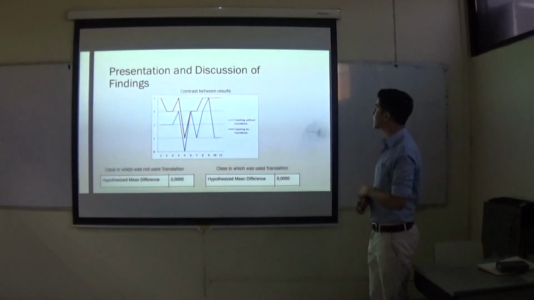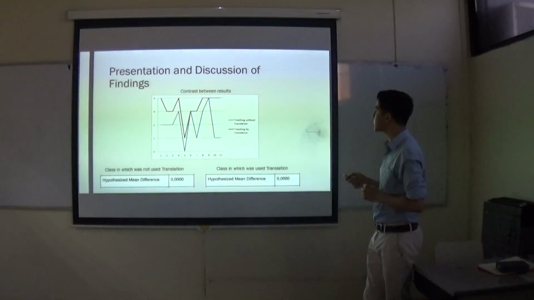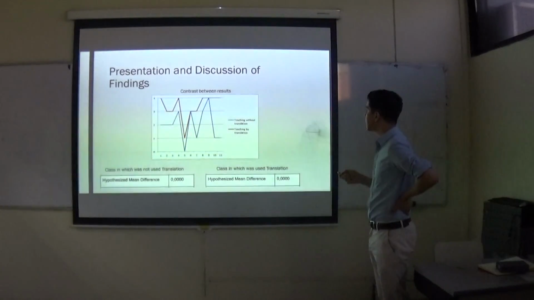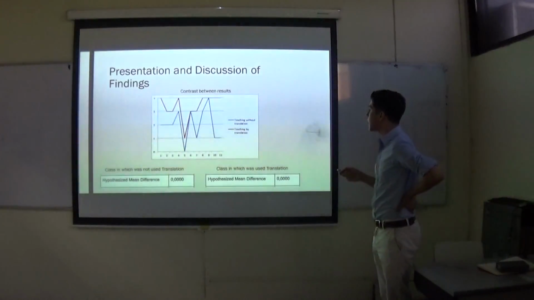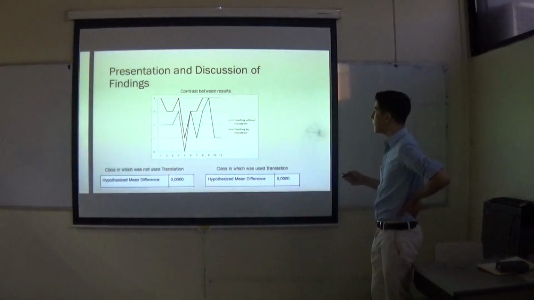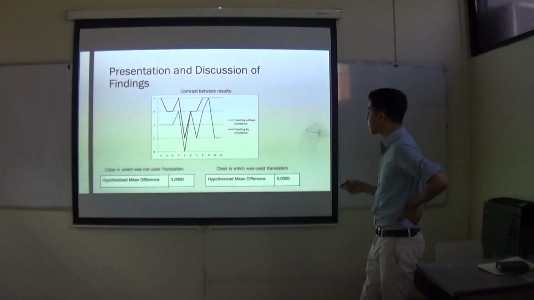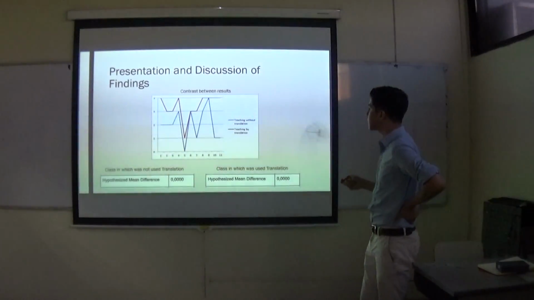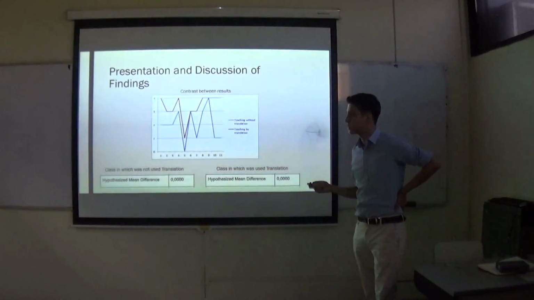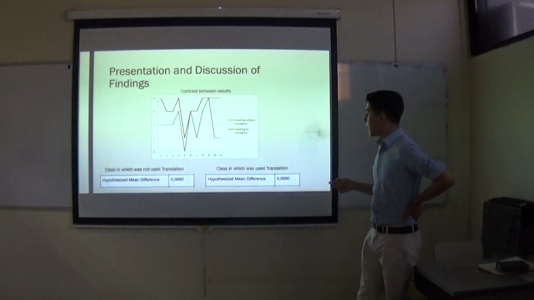So the presentation and discussion of findings. Here in this graphic, we can see the contrast between the results, in which the blue line means the teaching without translation, and the red one means the teaching by translation. The numbers 0, 1, 2, 3, and 4 mean the numbers of correct answers that the student had in the test, and from 0 to 11 means the numbers of the students that were present. So each number was assigned to a student.